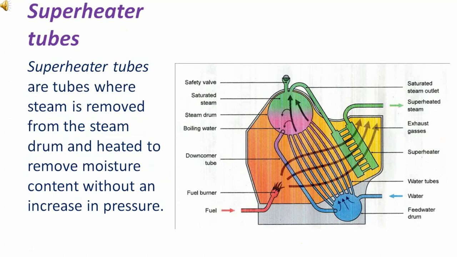Superheater tubes. Superheater tubes are tubes where steam is removed from the steam drum and heated to remove moisture content without an increase in pressure.